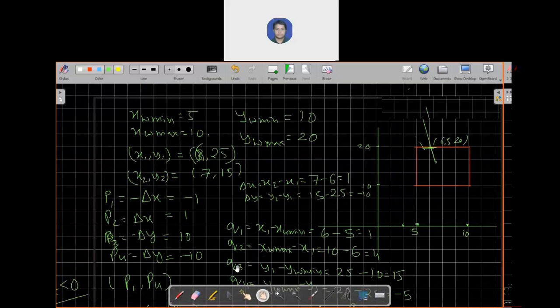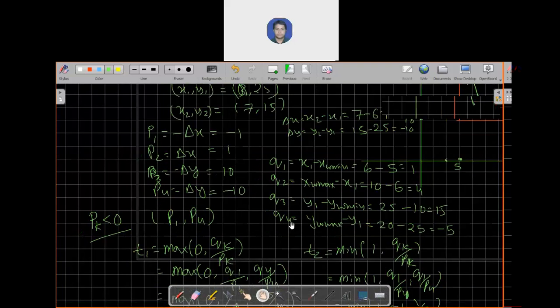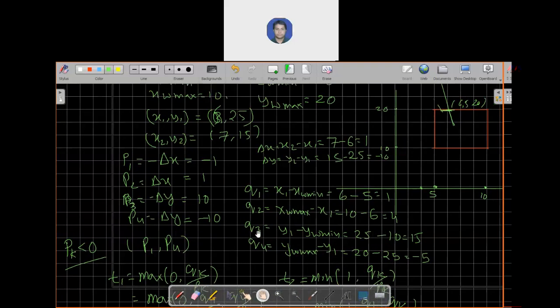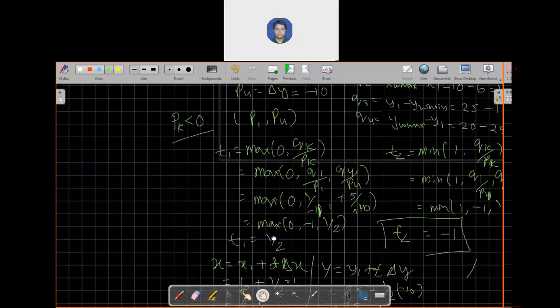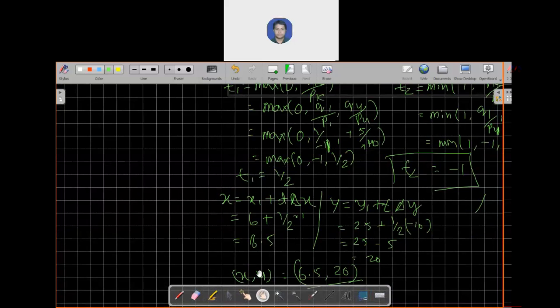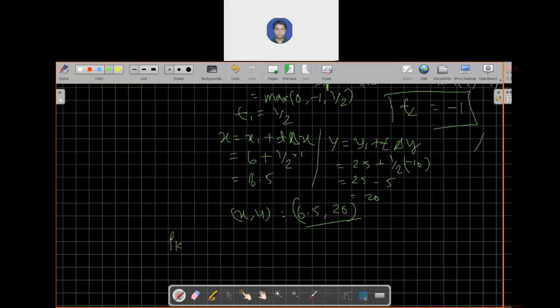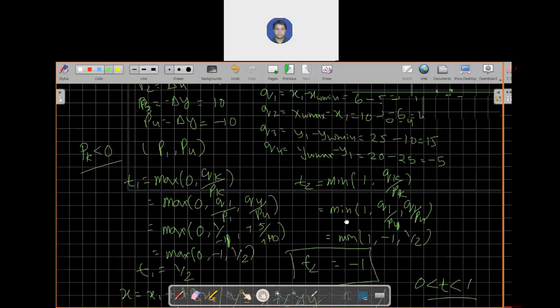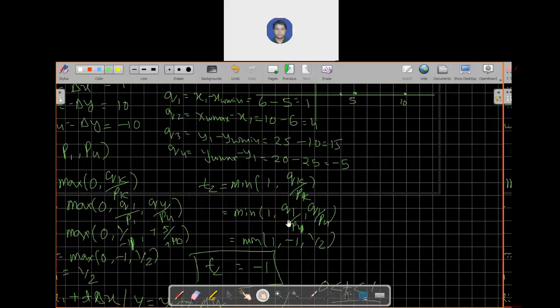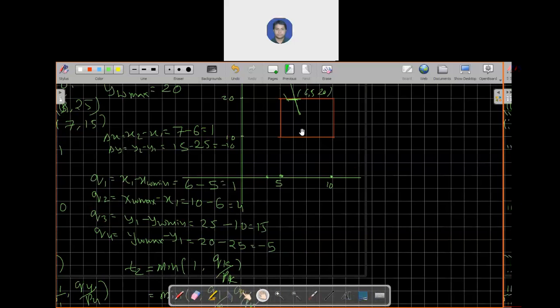If it is clear you can speak, or if it is not clear you can also speak. Or if you want to check for the pk value greater than 0: pk is greater than 0 in two cases. P2 and P3 are the cases where pk is greater than 0. It is a positive number. So when you find the value of t by applying this equation, you will get a value not between 0 and 1, meaning this value is not considered and will be ignored.